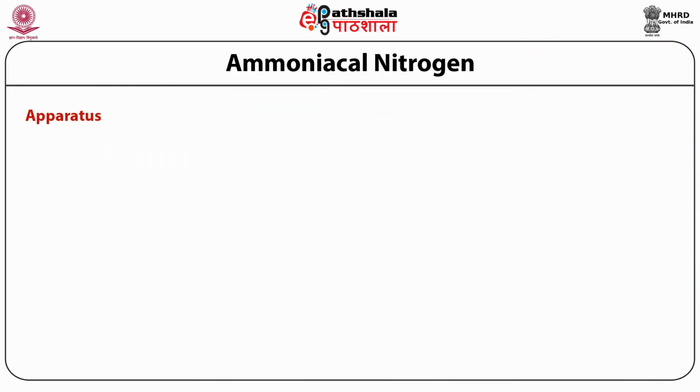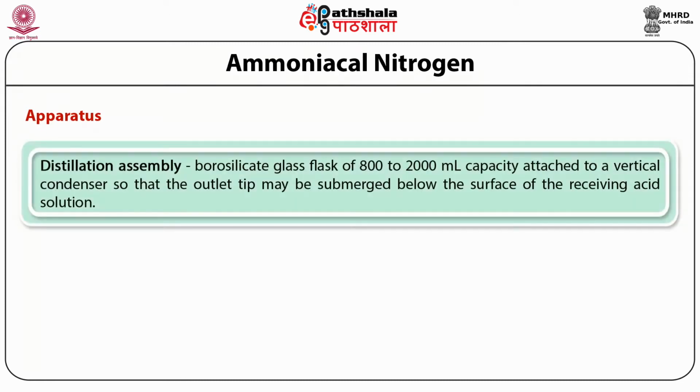The apparatus used for the determination of ammoniacal nitrogen is a distillation assembly. This assembly is generally made up of a borosilicate glass flask of 800 to 2000 milliliter capacity attached to a vertical condenser, so that the outlet tip may be submerged below the surface of the receiving acid solution. The second is the Nessler tube for the preparation of the standard series, and the spectrophotometer is used to determine the absorbance of the ammoniacal nitrogen solution.